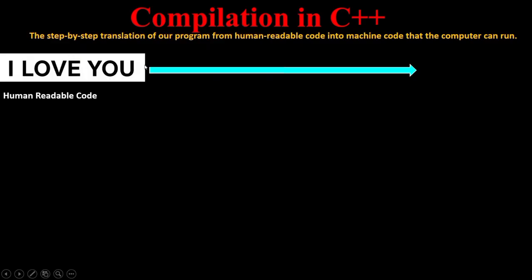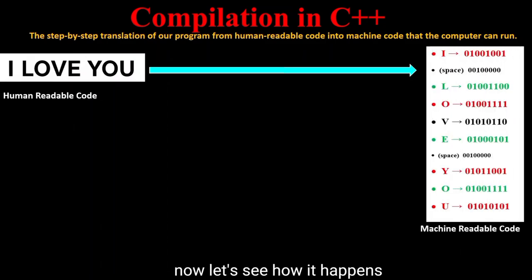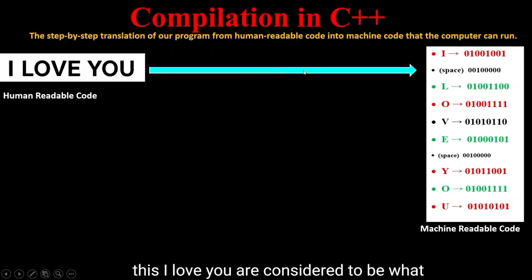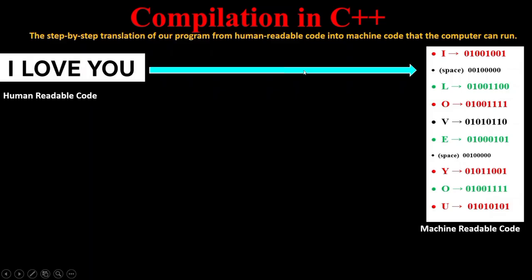Now, what is machine readable code? The machine readable code is zeros and ones. So meaning there is a process involved in changing I love you into binaries. Binaries are zeros and ones. Is that okay? So now let's see how it happens. So when we write I love you, this I love you is considered to be what? Human readable language. So what will happen?